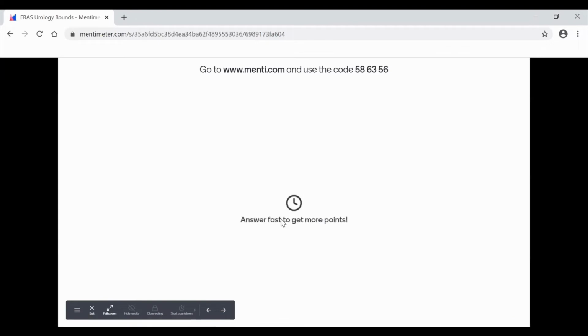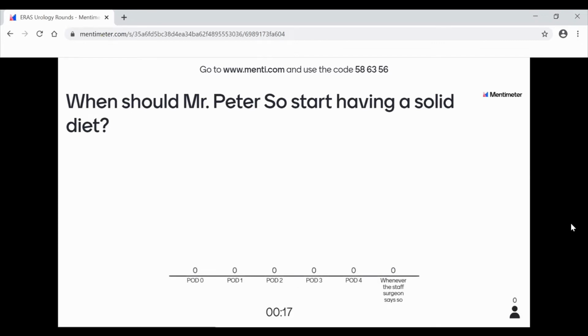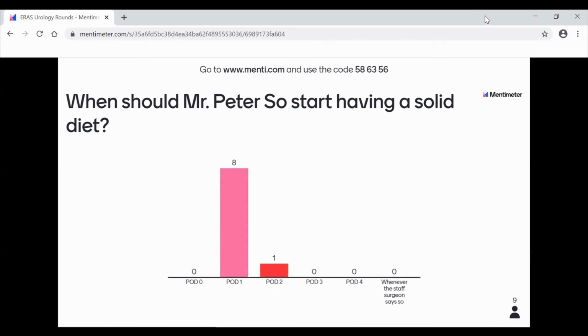Okay, so the first question is, when should Mr. Peter So start having a solid diet if he's having RPLND surgery? So multiple choice. Good. Looks like we got 8 responses, 9 responses. Okay, excellent. So majority are saying POD 1, so that's right. That's according to the PPO.